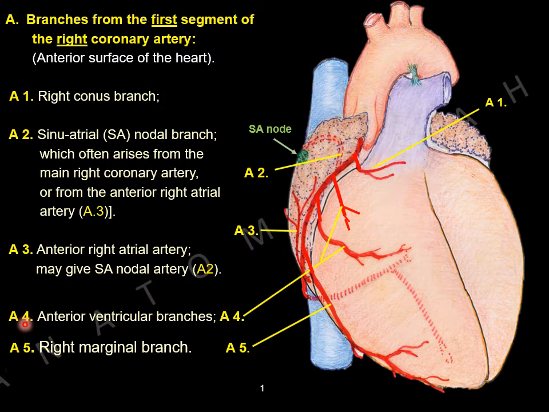The fourth one is anterior ventricular artery. This is the one supplying the anterior surface of the ventricle. And the fifth one is right marginal branch, which runs along the right margin of the heart, may reach up to the apex of the heart.